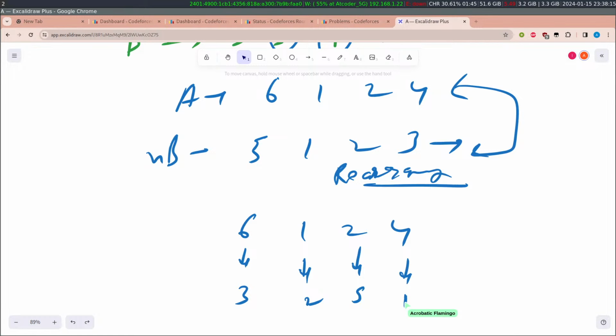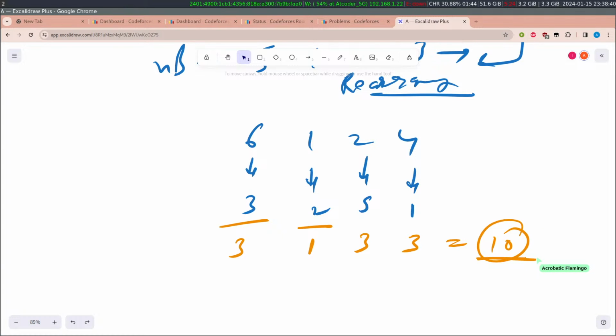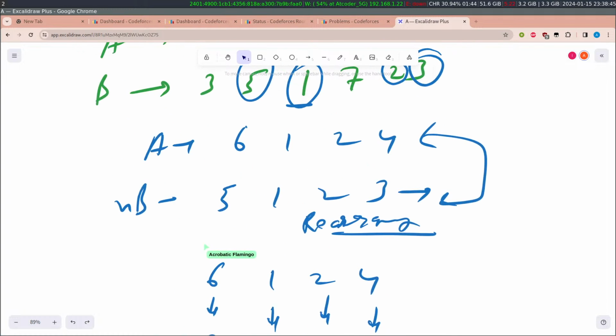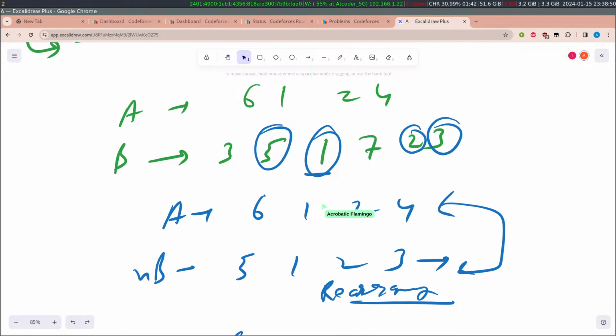So the absolute value of difference, in this case 6 minus 3 is 3. In this case 1 minus 2 is minus 1, absolute value is 1. 2 and 5, the difference is minus 3, absolute value is 3. In this case 4 minus 1, the absolute difference is 3. So in this case the possible value is 10. It's not necessary that it will be optimal. This is just the process of what we are doing over here to get a hang on the problem we are looking at.